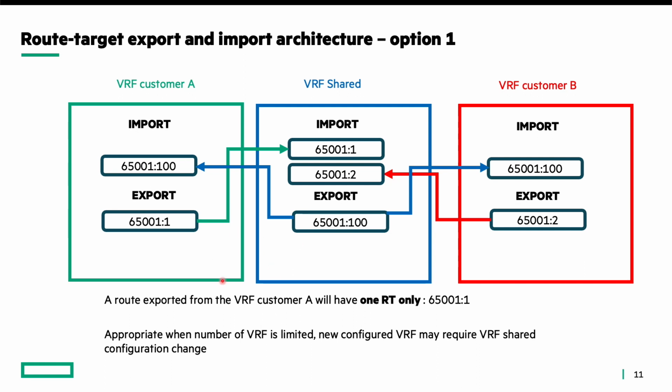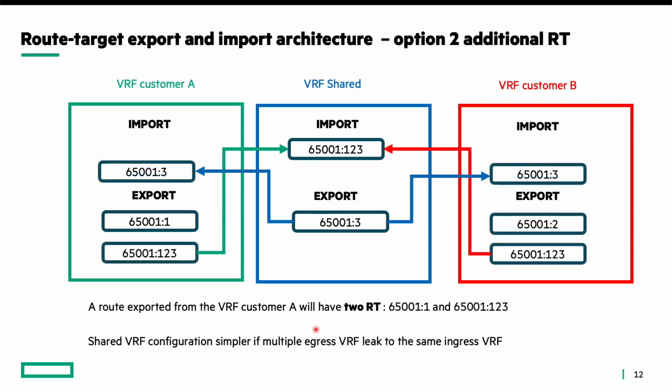So in this context, the prefix exported from customer A has only one route target. Customer B also has only one route target. This is appropriate. This is maybe the easiest configuration when you have a limited number of VRFs, so your shared VRF configuration is not too complex.